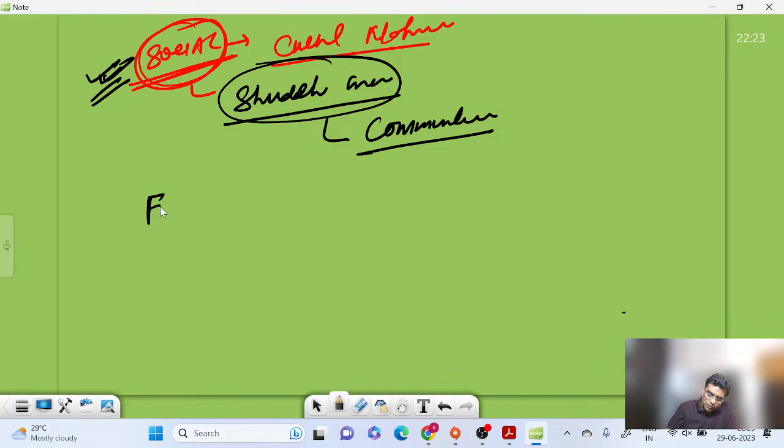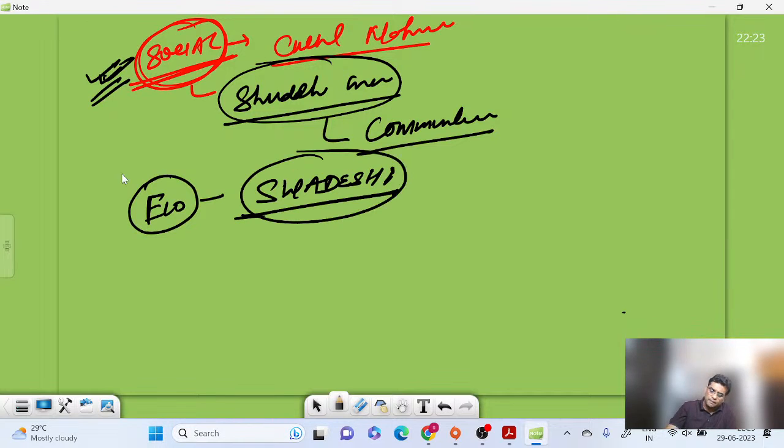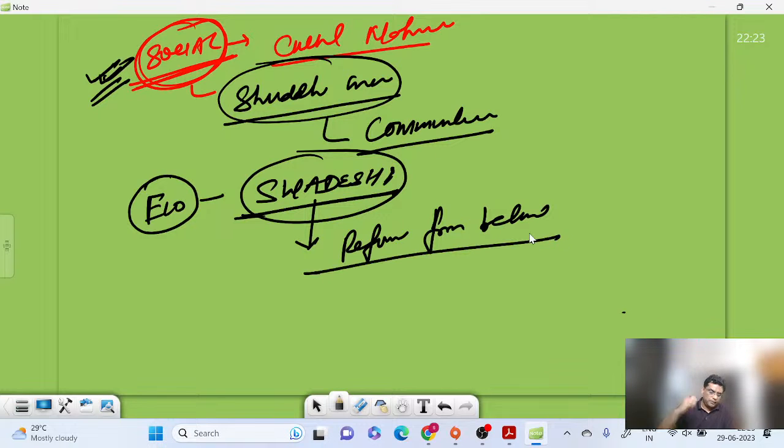Okay, economic thought. India became economically self-reliant and then Swadeshi. So the formula of Swadeshi was implemented. He was the first person who used the word Swadeshi. Swadeshi means reform from below. So he demanded establishment of handicraft and other industrial locations. So this is also a form of economic nationalism.